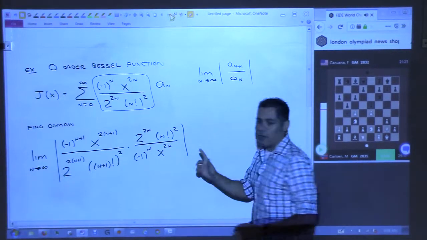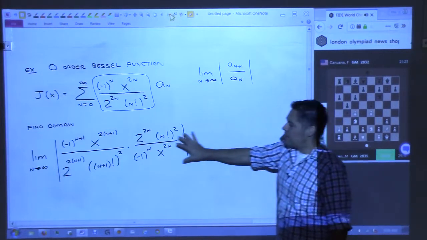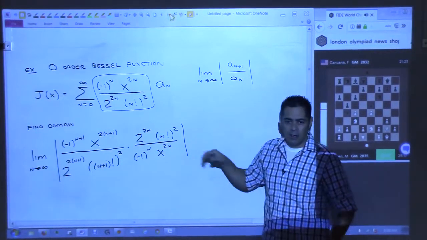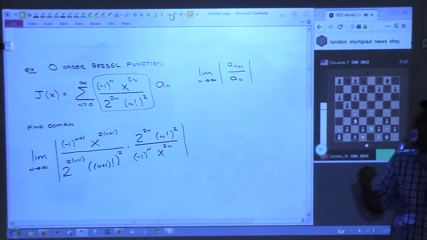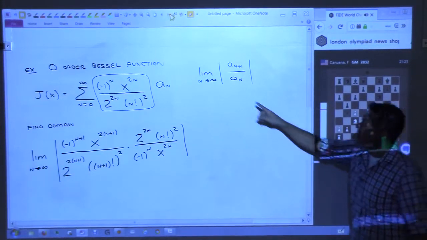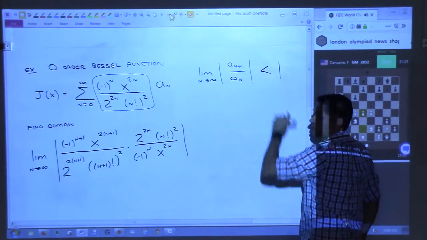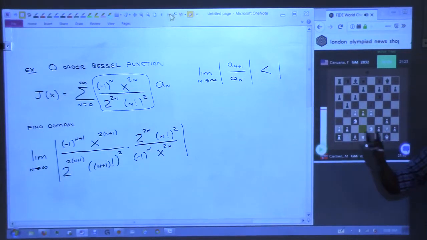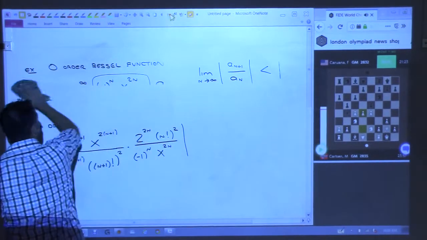All right, now remember, I would like to see when this limit is less than 1, right? Because that would give me convergence. That's what the ratio test is giving us. When we do this ratio test, what we want is this to be less than 1. Now, if it's greater than 1, it diverges. If it's equal to 1, it's inconclusive, right? All right, so we've got a lot of simplification to do here. I think I'm going to erase this.